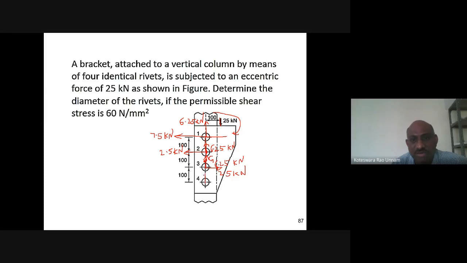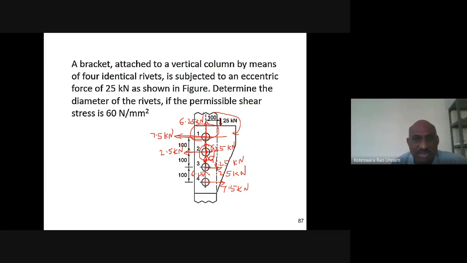Similarly, for the fourth rivet, your primary force is 6.25 kilonewtons, which is acting in the upward direction, and the direction for the secondary shear force is something like this, whose magnitude is 7.5 kilonewtons. So now for all four rivets, I have identified all these things. Next, I need to find out the resultant force. Here it is straightforward.